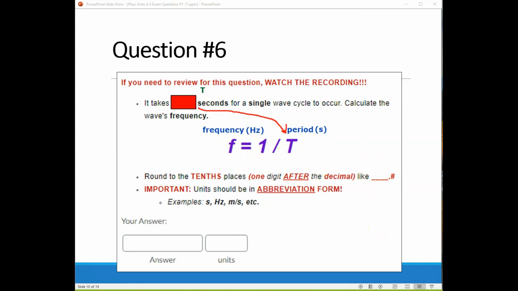You should round to 1 decimal place. It should have 1 digit after the decimal, so point whatever. And then your units here, again, we are solving for frequency, so units here should be Hz for hertz. Pause the video, continue playing when you're ready.